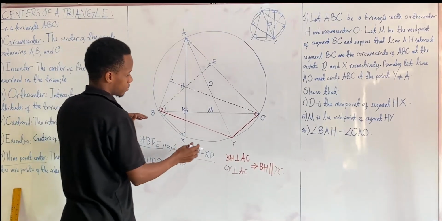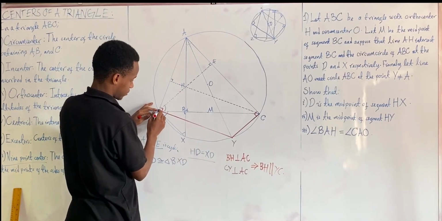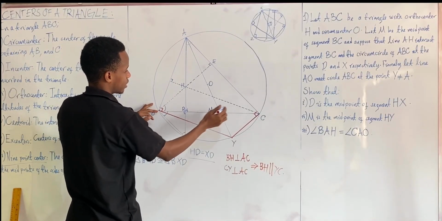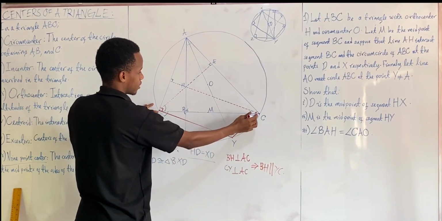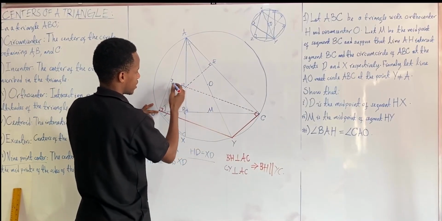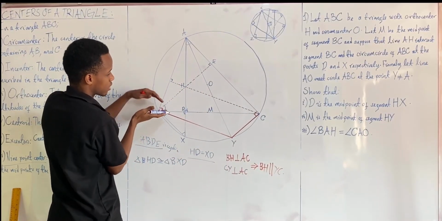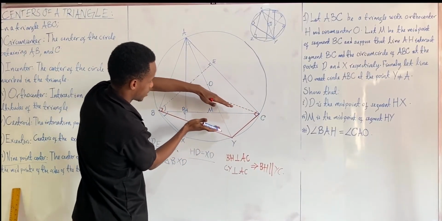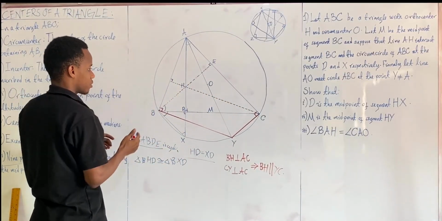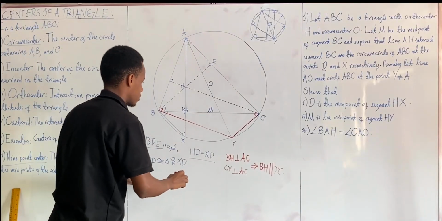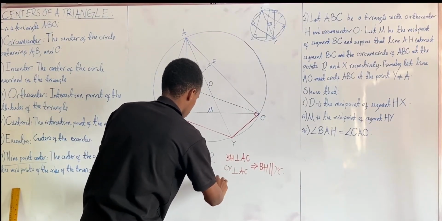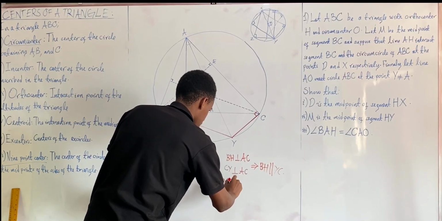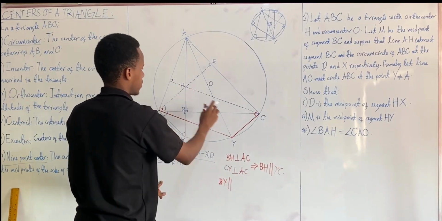Again, for the same reasons, this line here is perpendicular to the line AB, and the same can be said about the altitude from C. It is also perpendicular to this line. So this pair of lines are also parallel to each other because they are both perpendicular to the same line. So a similar conclusion is that BY is parallel to CH.